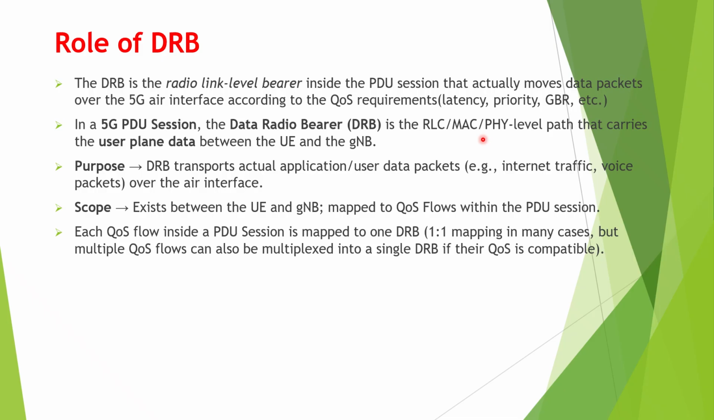The core roles of DRBs are user plane traffic transport, quality of service enforcement, SDAP mapping, that is Service Data Adaptation Protocol, and resource management. Resource management means a single device can be allocated multiple DRBs to manage different data streams. Example, a highly sensitive voice call sharing resources with a high bandwidth video streaming.